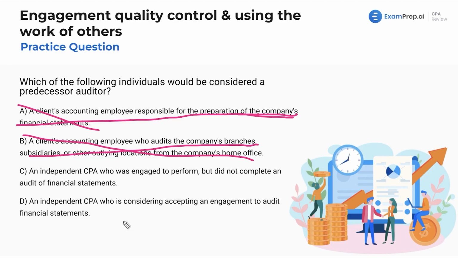But letter D says considering accepting an engagement, but it was never accepted. So again, the best clear-cut definition of a predecessor auditor is just last year's auditor. For whatever reason, they chose you this year. But in this case, the best answer is letter C, because an independent CPA, engaged to perform, did not complete, and this is all presumably last year, right? Again, you've got to read into the questions. You just see them as you go, and you get a flair for how they ask and write the questions. Here we go. Good work there. Let's move along.